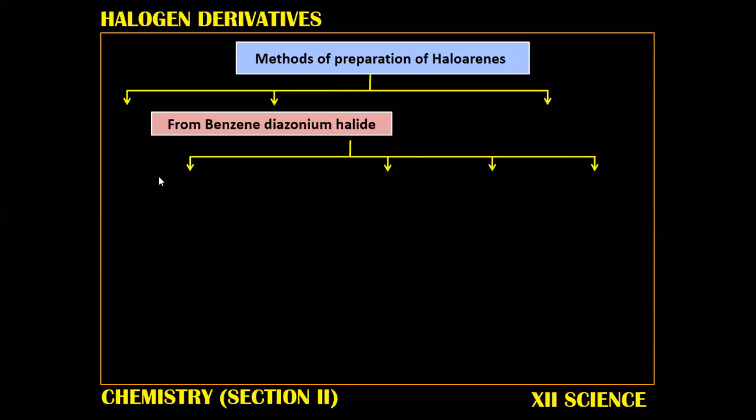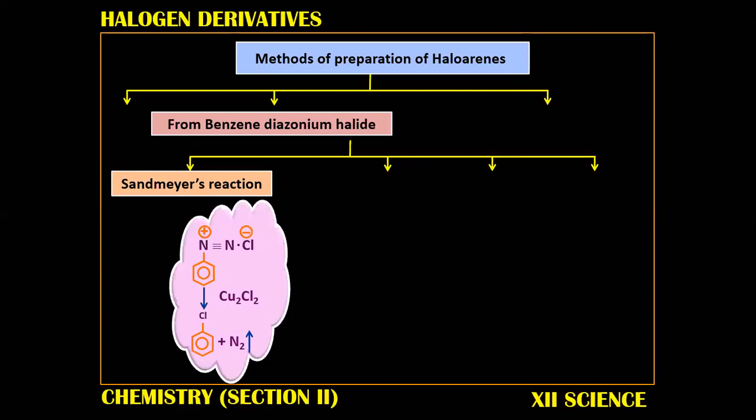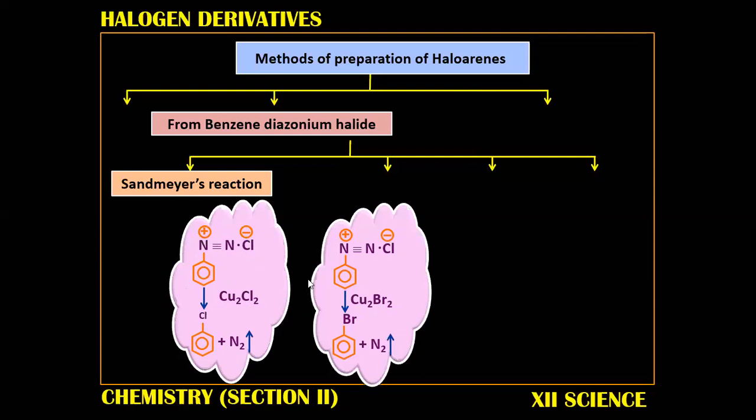Now see here there are 4 parts. First one is Sandmeyer's reaction. In Sandmeyer reaction, we can prepare chlorobenzene or bromobenzene. This benzene diazonium chloride reacts with cuprous chloride and we get chlorobenzene. Write the name below this. Benzene diazonium chloride, when reacted with cuprous chloride, gives you chlorobenzene. Here the nitrogen gas escapes. When benzene diazonium chloride reacts with cuprous bromide, we get bromobenzene.